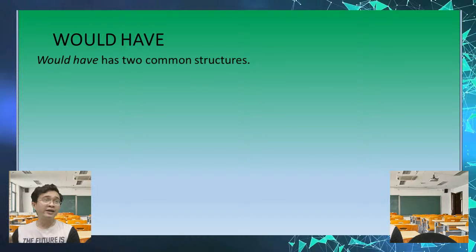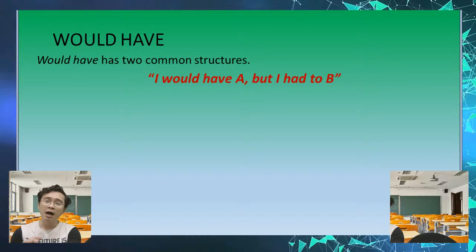Coming to would have, this has two common structures. And people get confused when they want to use would have. But let's dwell on it deeper on how to properly use would have in our sentences. First one, we have the structure I would have A, but I had to B. So if you notice, we have the subject here as I, would have here will be your verb, of course, followed by PP there. Do not forget PP, would have PP.